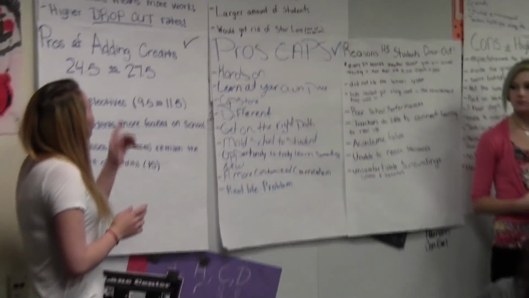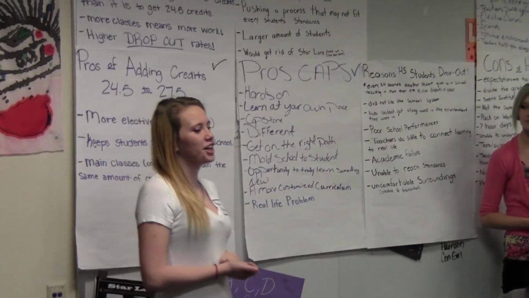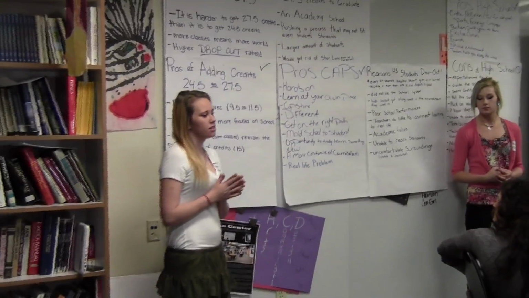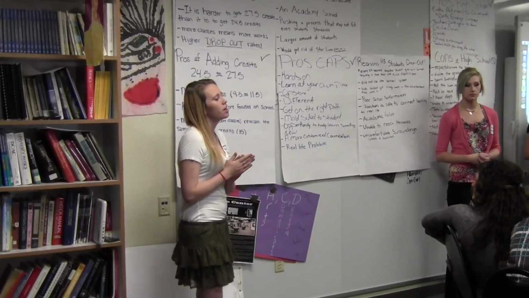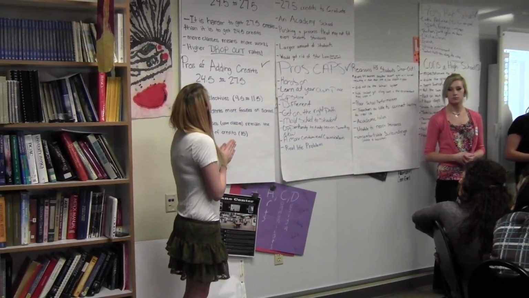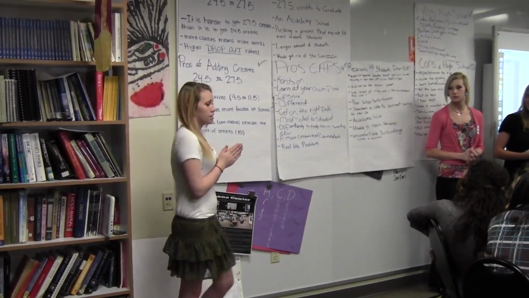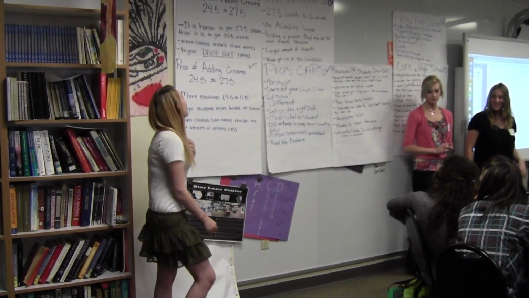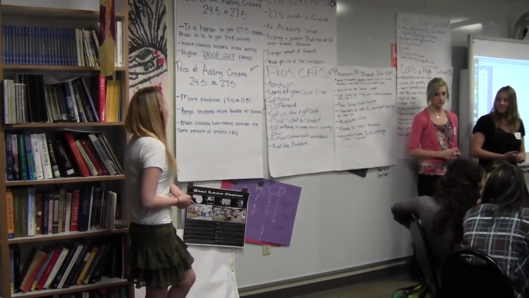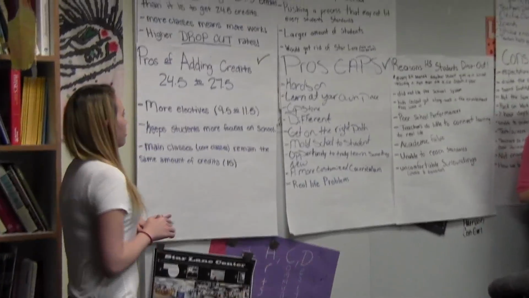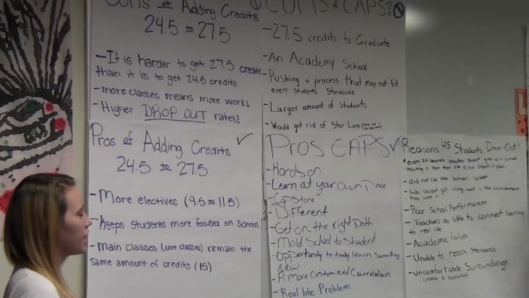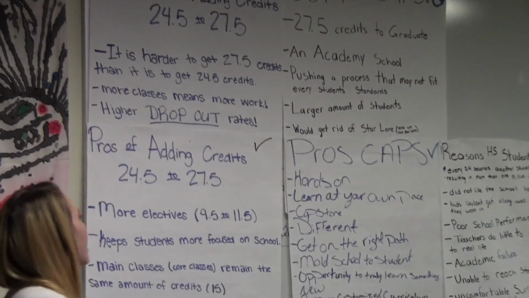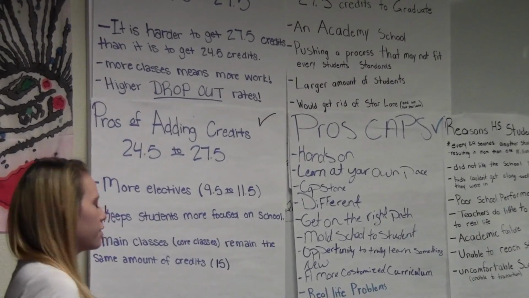Okay. Adding credits. Yeah, so they're trying to add credits. We took a survey. We just went around and asked everybody in every tutor room what they thought were the good things and the bad things about adding credits. And the cons is that it's harder to get 27.5 credits than it is to get 24.5. More classes means a lot more work and higher dropout rates.